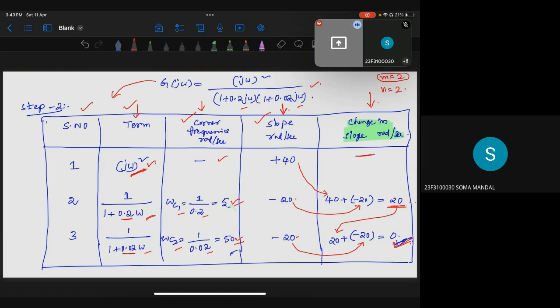Any queries? Because these things we will use while drawing the Bode plot. Of course, I'll give these notes also. Any query here? I'm hoping that there is no doubt here.